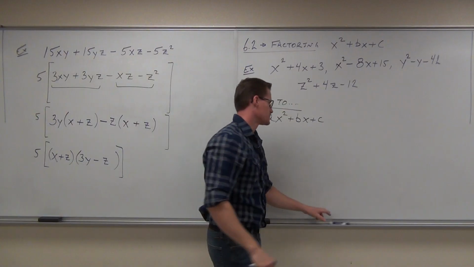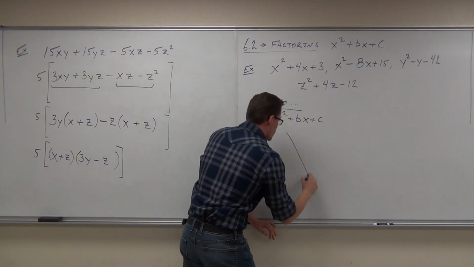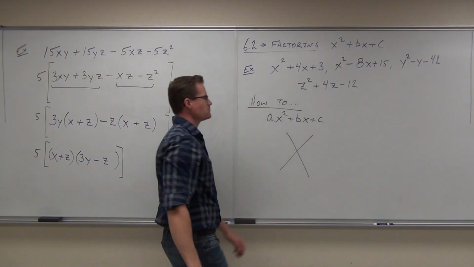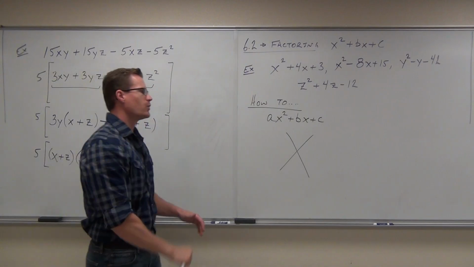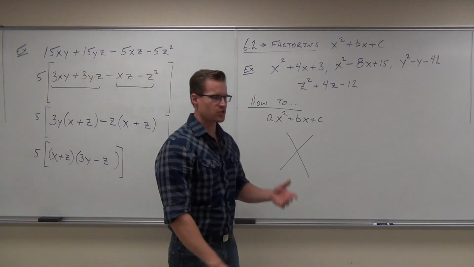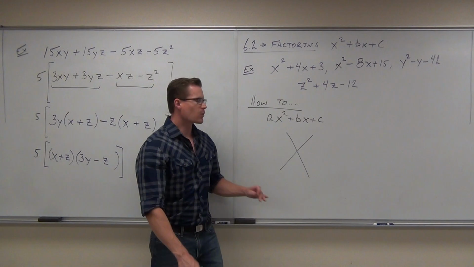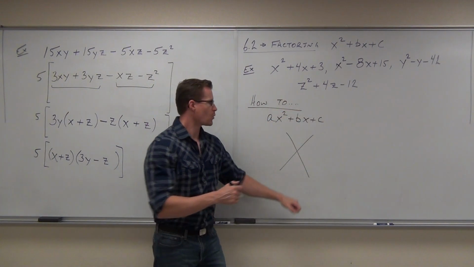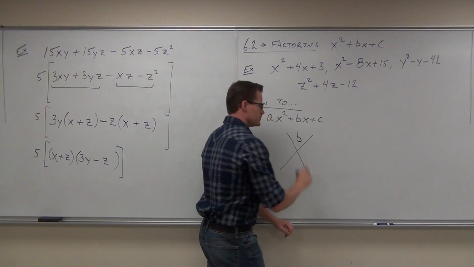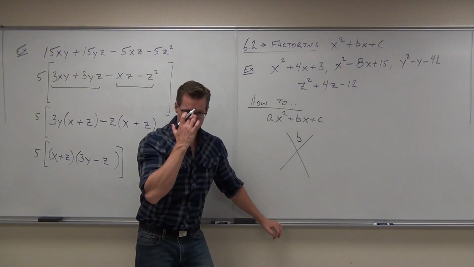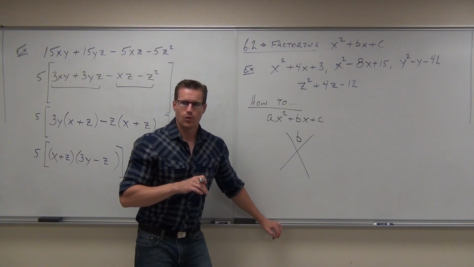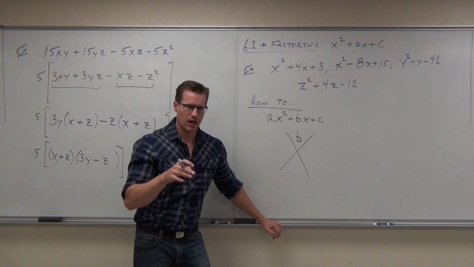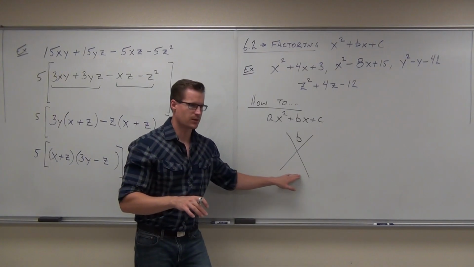Here's how this works. We're going to create what's called the diamond method here. How we set this thing up, some teachers teach it differently. I like this way. What we're going to do, you know the letter B, right? That we found in all these. We're going to put B right up here. We're going to put A times C right down here.